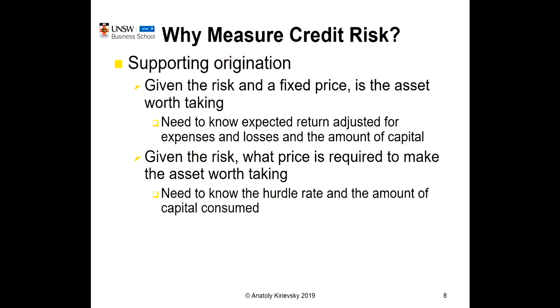So supporting origination is, if I want to lend money to someone, that's a new loan. If I'm going to lend money to you, that's a new loan, right? And for that, I need to understand what the credit risk is. You can't just lend money out to anyone. You need to really analyze credit risk. So, two elements. One is, given the risk and a fixed price, is the asset worth taking? And the other is, given the risk, at what price does the asset make sense? Now, it's essentially the same problem, just cast from two different perspectives.